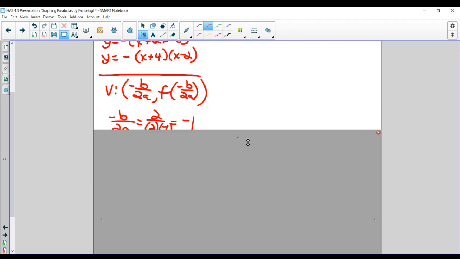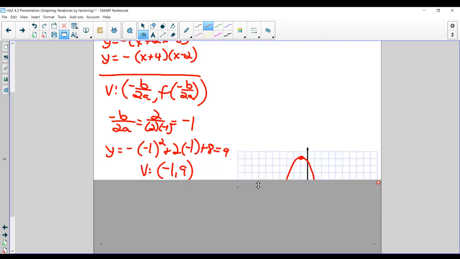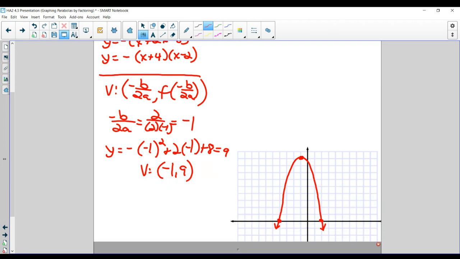So I did that. Now we already saw that that was going to be negative 1 when I showed it there on the previous page. And if I take negative 1 and plug it into the equation, I would get 9. So I would then have a vertex at negative 1, 9. My y-intercept right there. If I had my axis of symmetry, I would also have a point right there, and then my 2 x-intercepts.